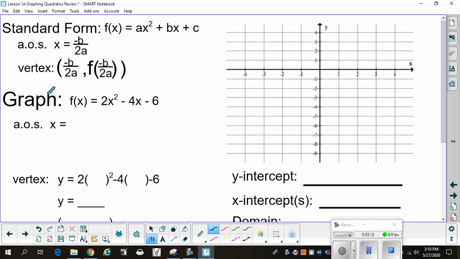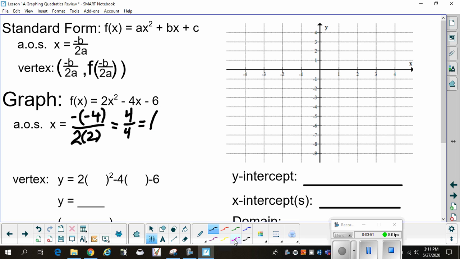Standard form. If I want to graph f of x equals 2x squared minus 4x minus 6, my axis of symmetry is going to be x equals negative b. Well, b is negative 4, so I'll put negative 4 here, over 2 times the a value. And the a value here is 2, so I'll put a 2 in. This gives me positive 4 over 4, which is just the value 1.